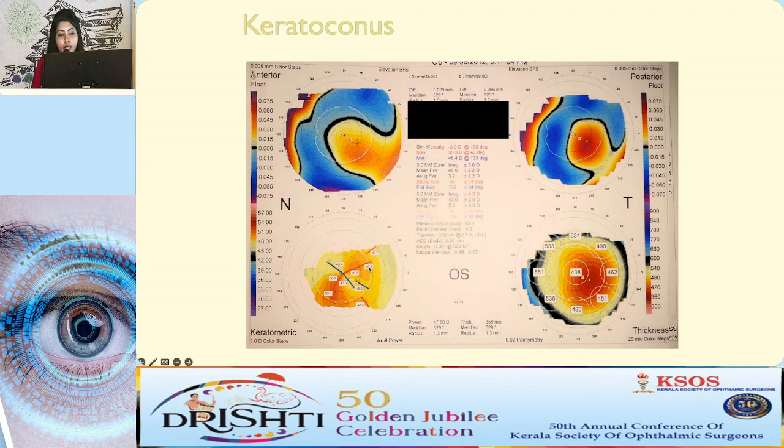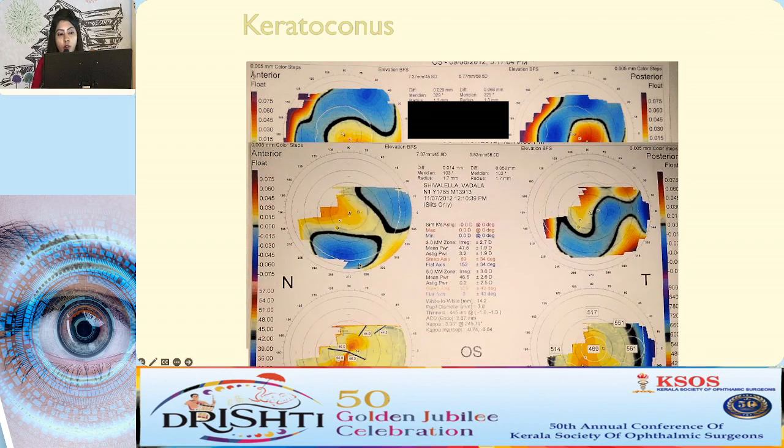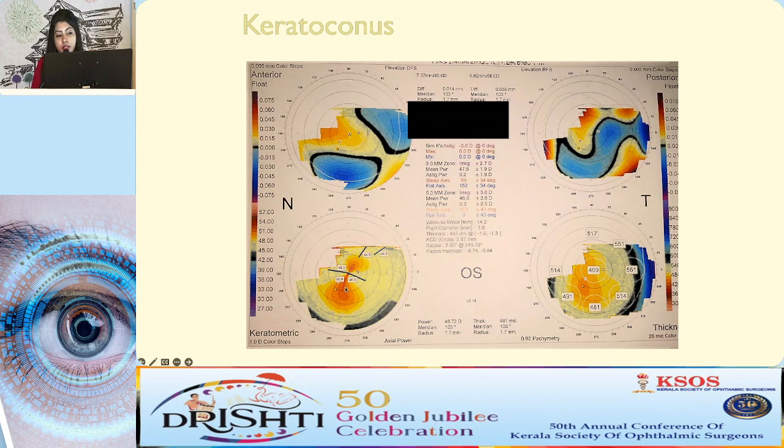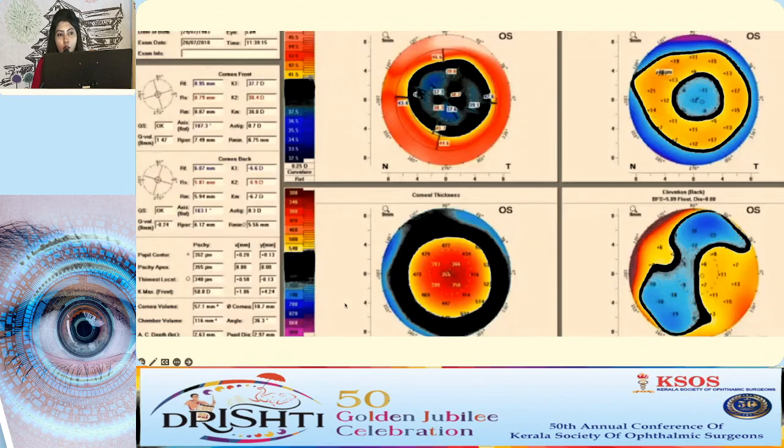Similarly, there is a next case where there is much more skewing. Skewing is there, which is greater than 22 diopters. So this is a definite case of keratoconus. And then there is an asymmetric bow tie with inferior flattening. These all are cases of keratoconus.